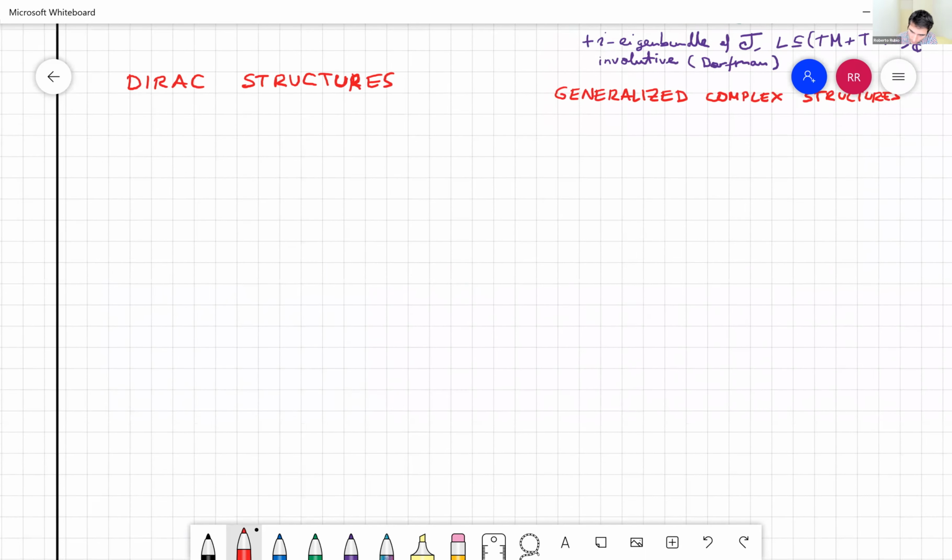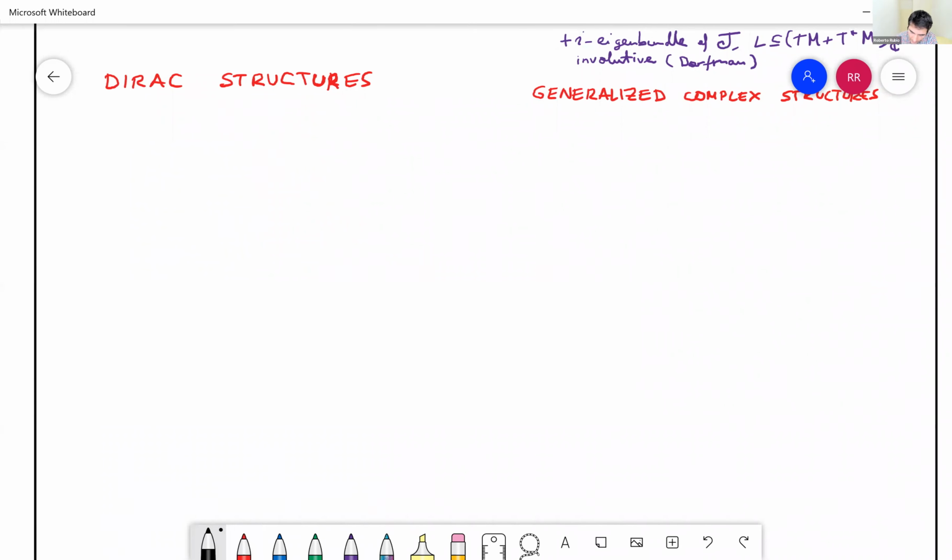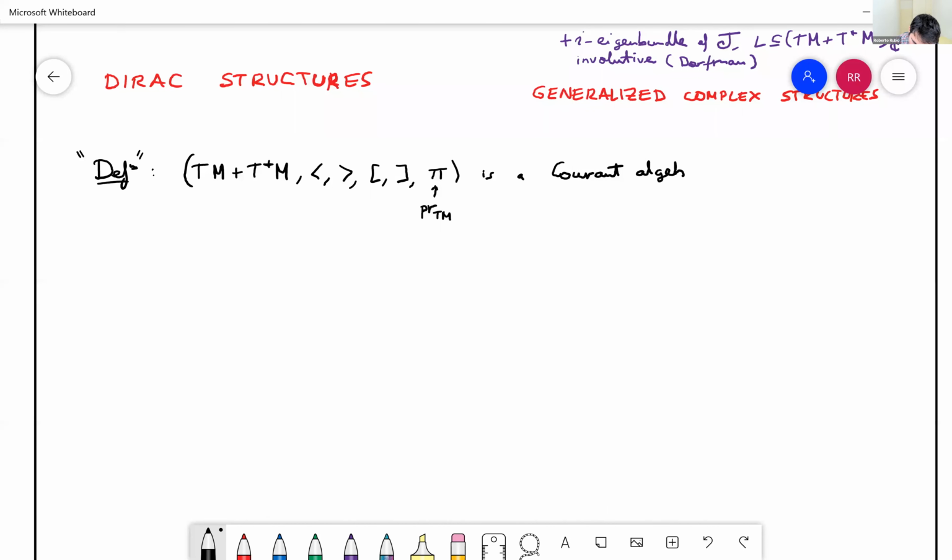So what I'm going to do is to say that definition, and what we'll do later is just to stop at some of these structures. So I'm going to say here, definition, well, this is kind of a definition: let's say that TM plus T star M, together with the pairing, together with the bracket, and together with the projection to TM, which I'm now going to denote just by pi, and this is why I was keeping this letter, is a Courant algebroid, as introduced by Liu, Weinstein, and Xu.